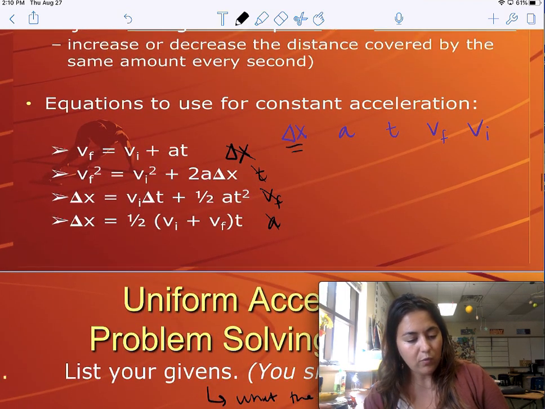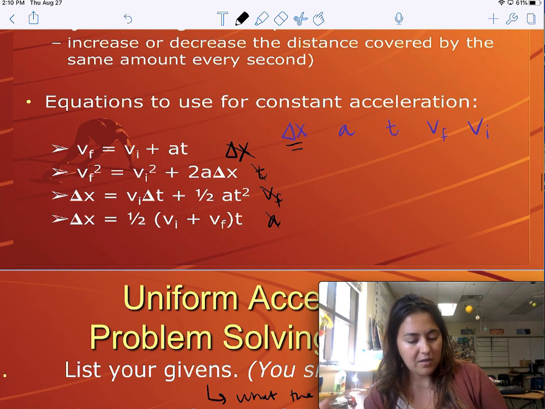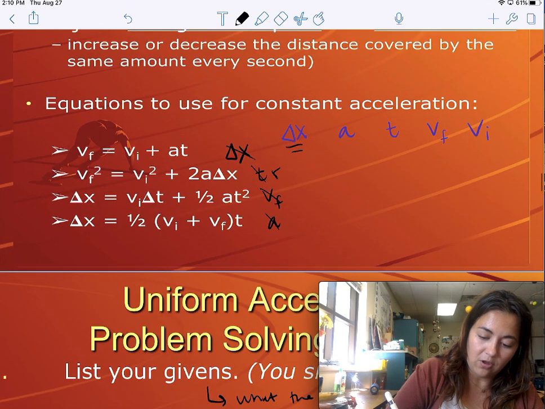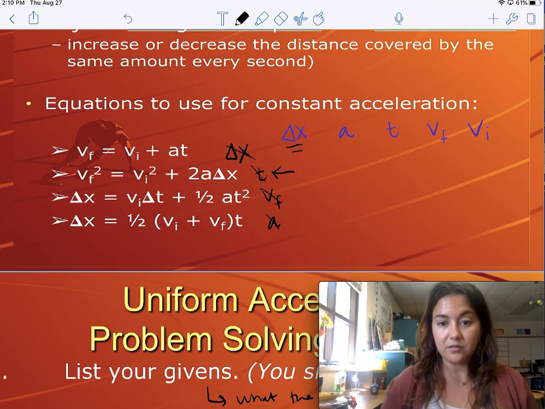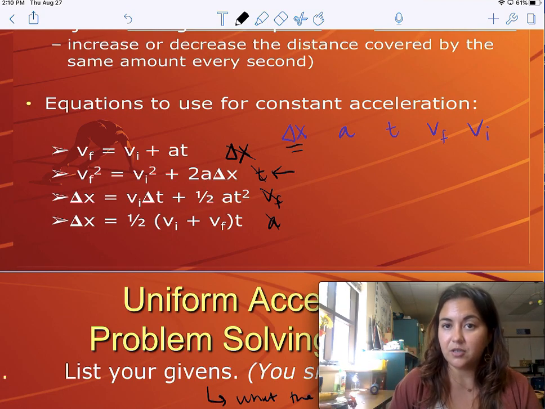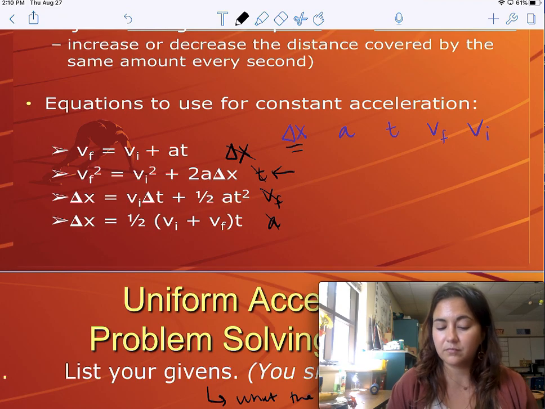So when we're reading a problem, maybe they talk about an object that is accelerating, but they don't say how long it takes to accelerate. They don't ask you to solve for time. They don't mention time at all. Then I would pick the equation without time in it because I don't care about time in this particular problem. Cool.